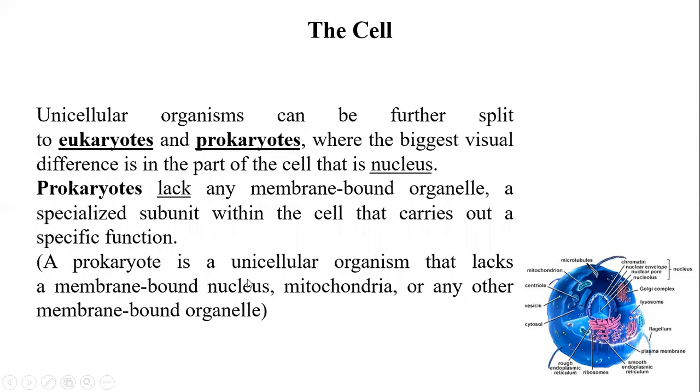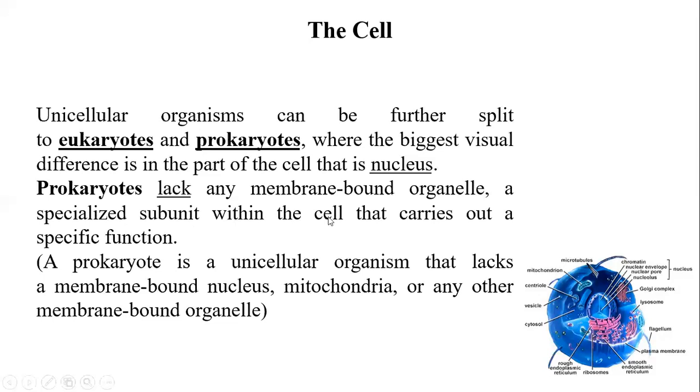Now we will talk about eukaryote and prokaryote cell types. Unicellular organisms can be further split into eukaryotes and prokaryotes, where the biggest visual difference is in the part of the cell that is the nucleus. What is the difference between eukaryotes and prokaryotes? That of the nucleus. Prokaryotes lack any membrane bound organelle. Prokaryotes are not membrane bound organelles but have a cell wall.